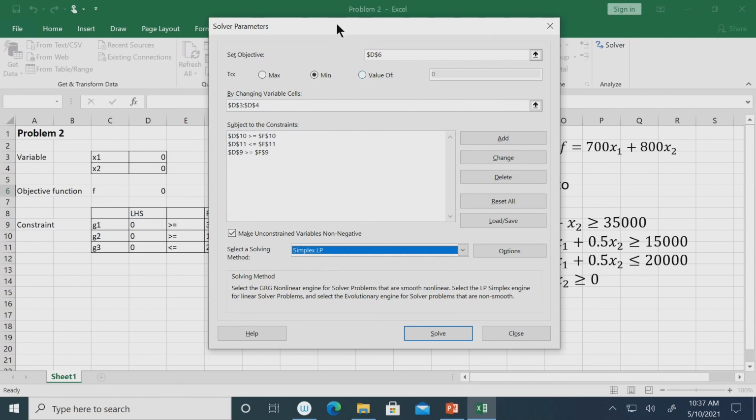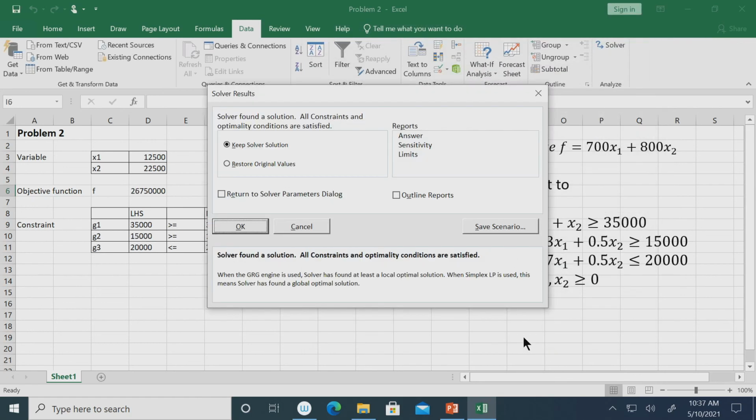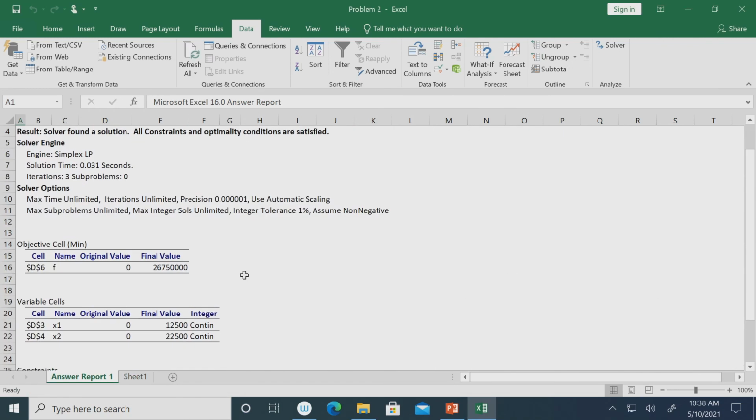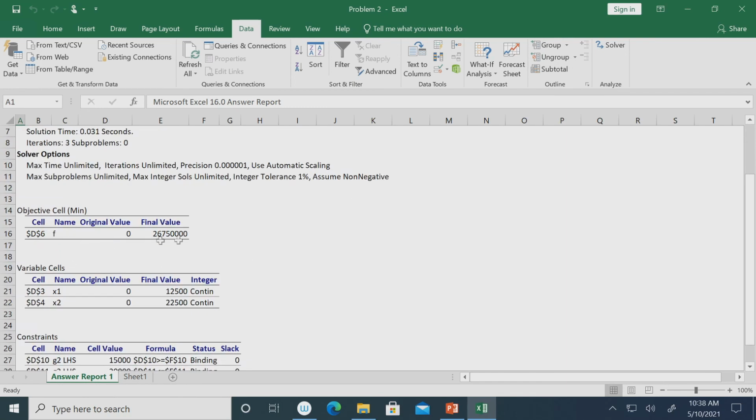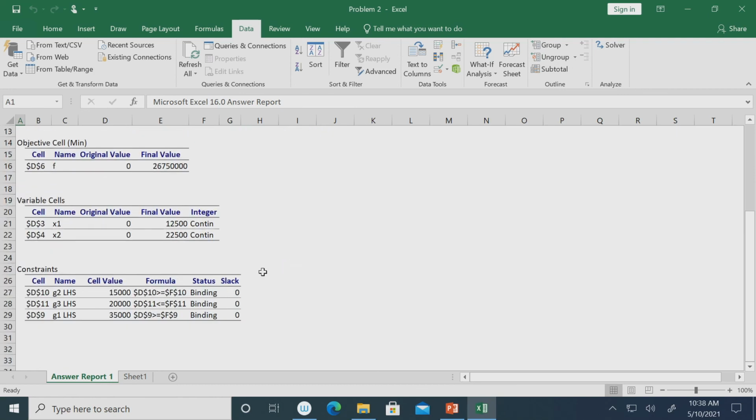Now, let us see if I have defined the problem correctly, I should get the solution. Yes. So, I am getting the solution. You can see that x 1 equal to 12,500 and x 2 equal to 22,500. Let us see the answer report. The answer report shows the value of f, and then I am getting x 1 equal to 12,500, x 2 equal to 22,500, and you can see all constraints are satisfied.